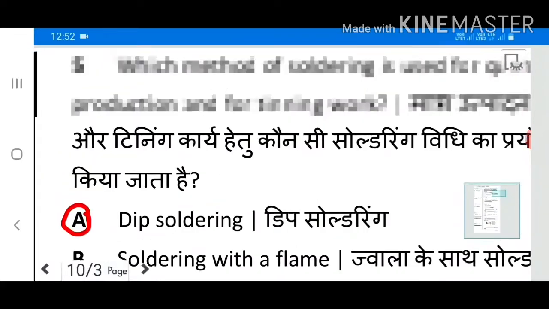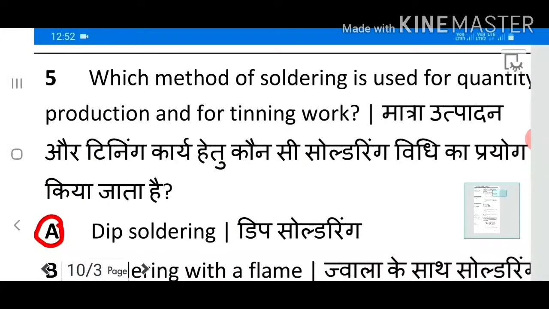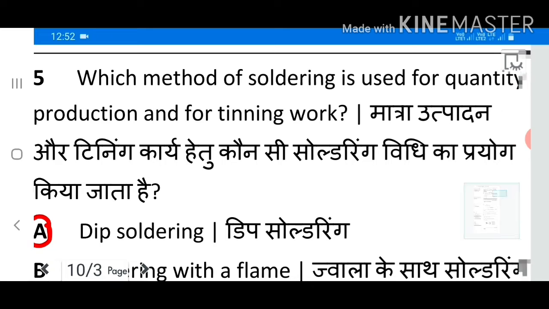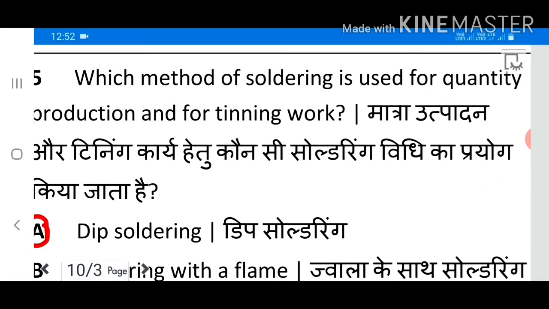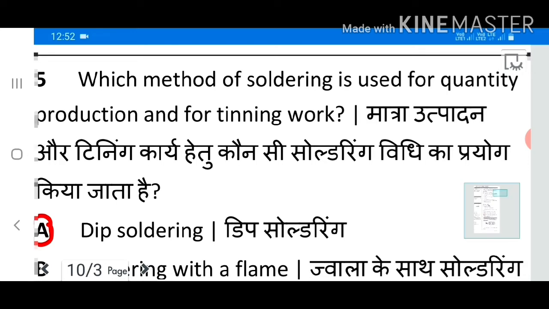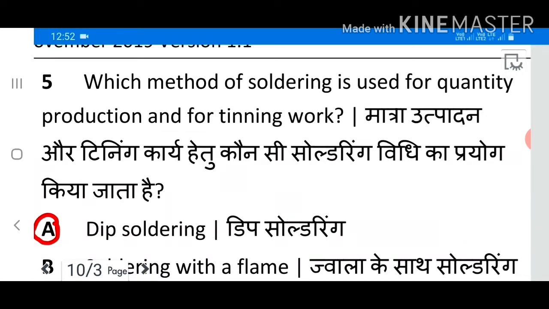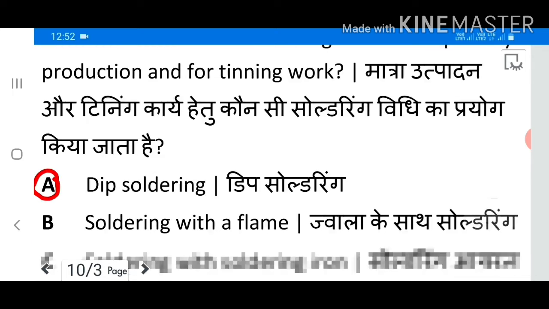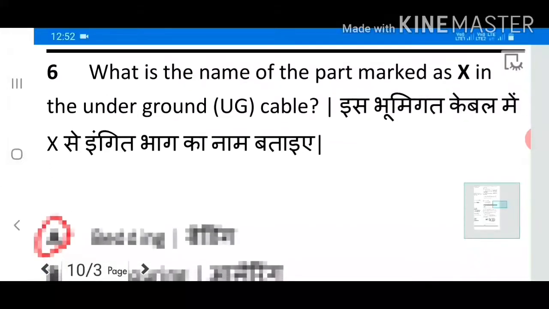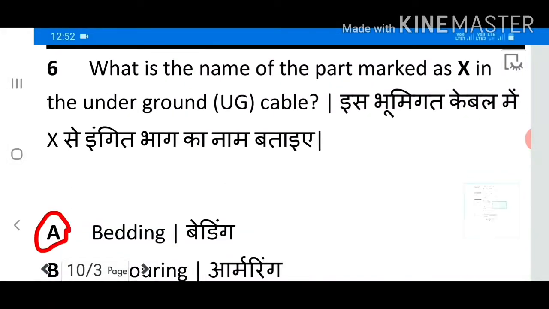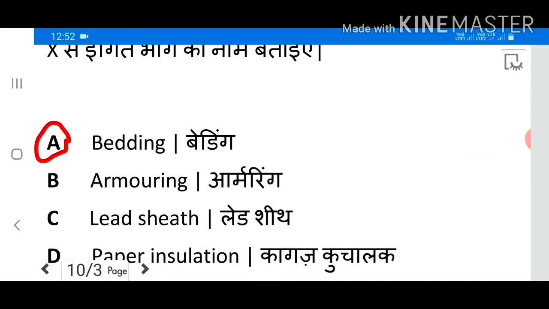5th one. Which method of soldering is used for quantity production and for tinning work? Answer A. Dip soldering. 6. What is the name of the part marked as X in the underground cable? Answer A. Bedding.